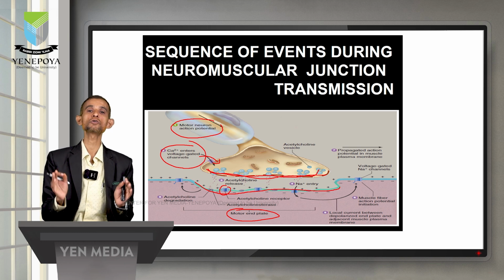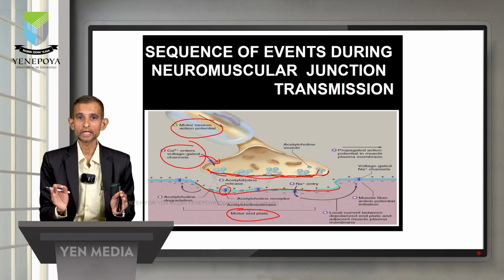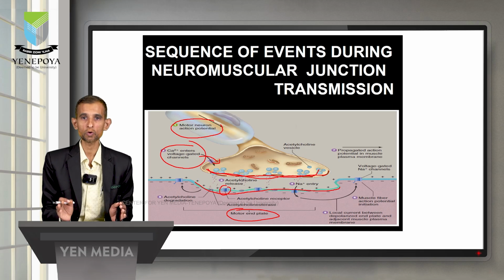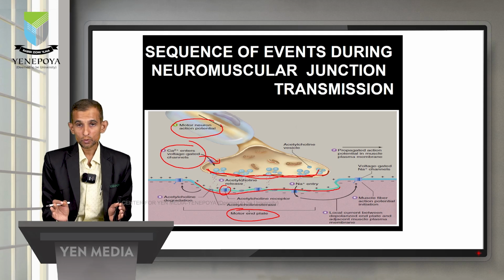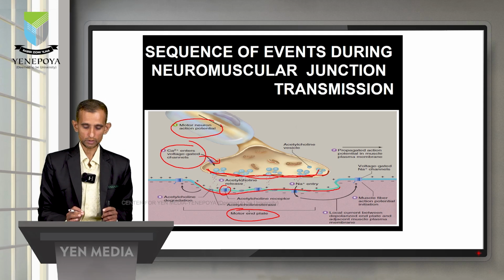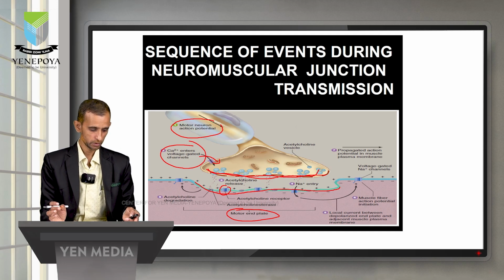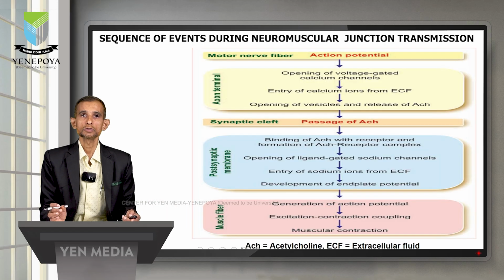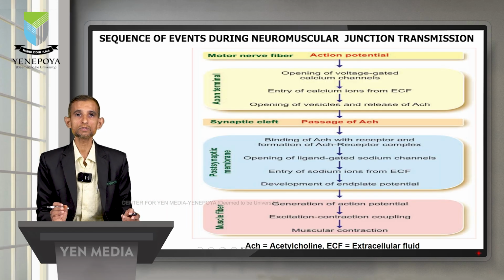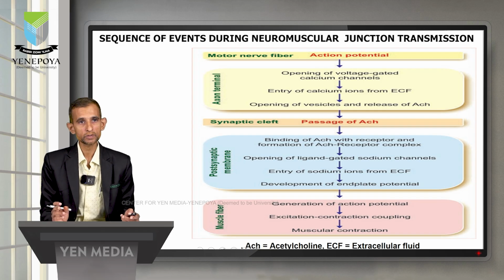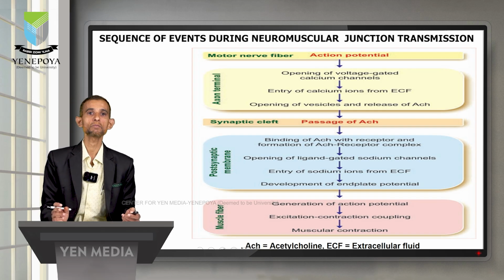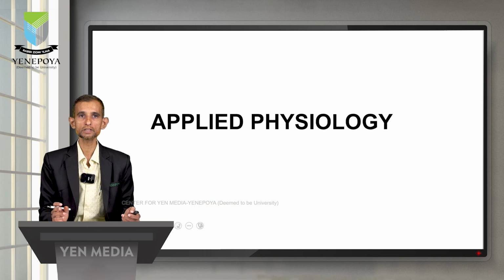These end plate potentials lead to production of action potential in the muscle fiber, or in the sarcolemma. As a result, it spreads into the muscle fiber, so it leads to contraction of the muscles. This is very important. This is what I discussed. This is the flow chart about that. You can see axon terminals, synaptic cleft, postsynaptic membrane and muscle fiber.